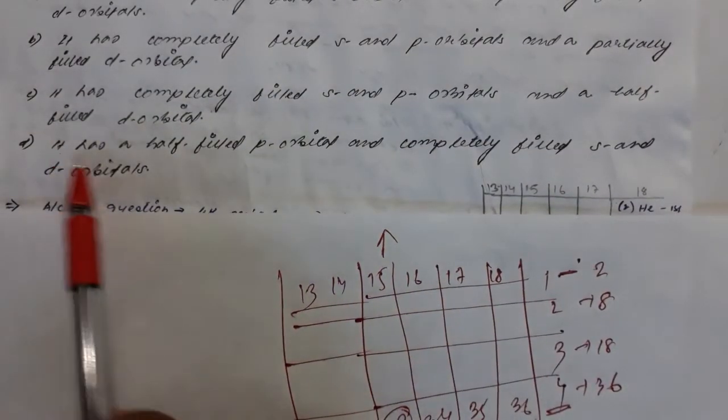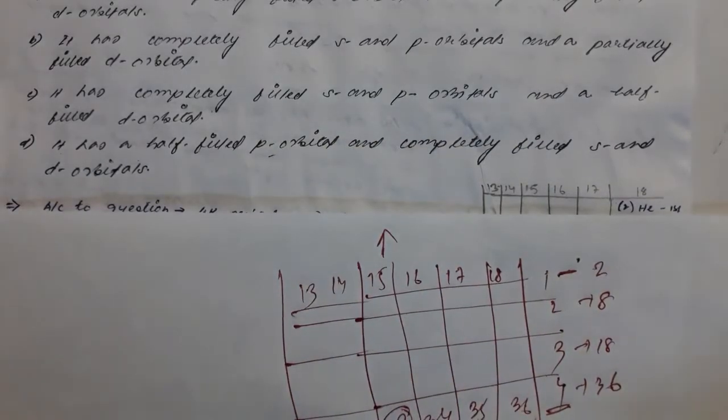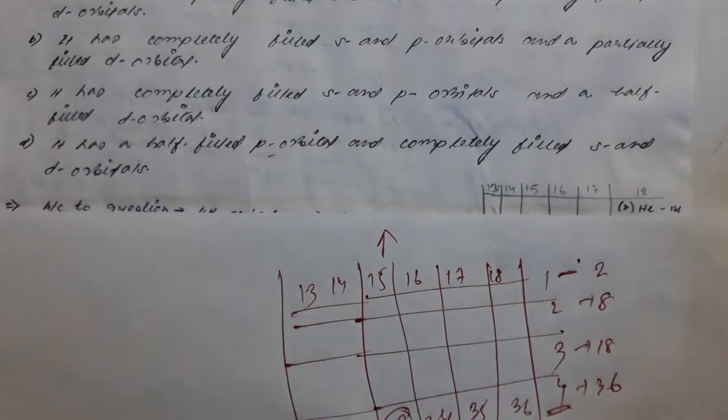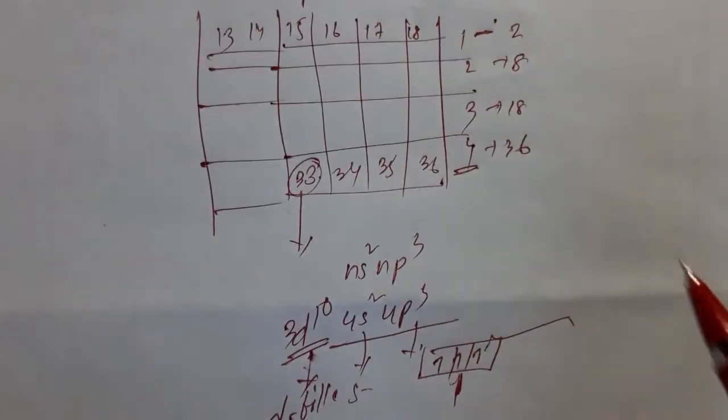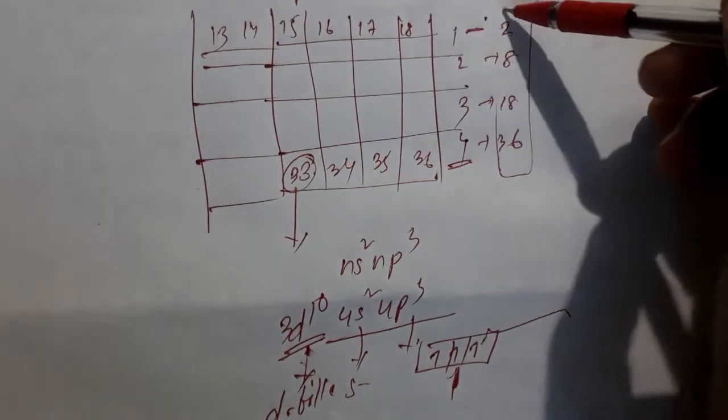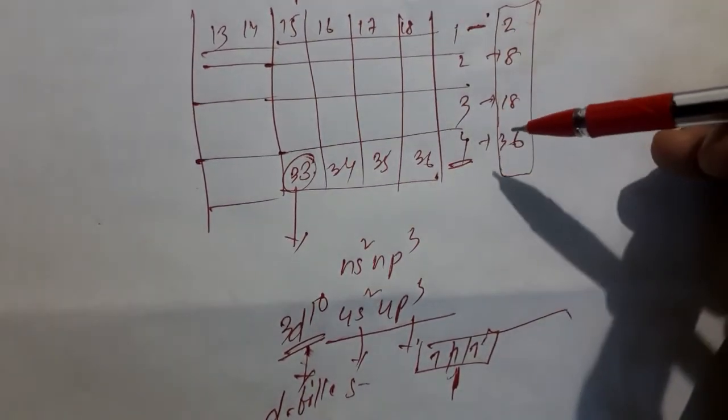So it is correct: it has a half filled p orbital, obviously, which we have found out now, and completely filled s and d orbitals. So look, it's a super trick, isn't it? What you have to do, you have to know these things. First, recall your 18th group element.